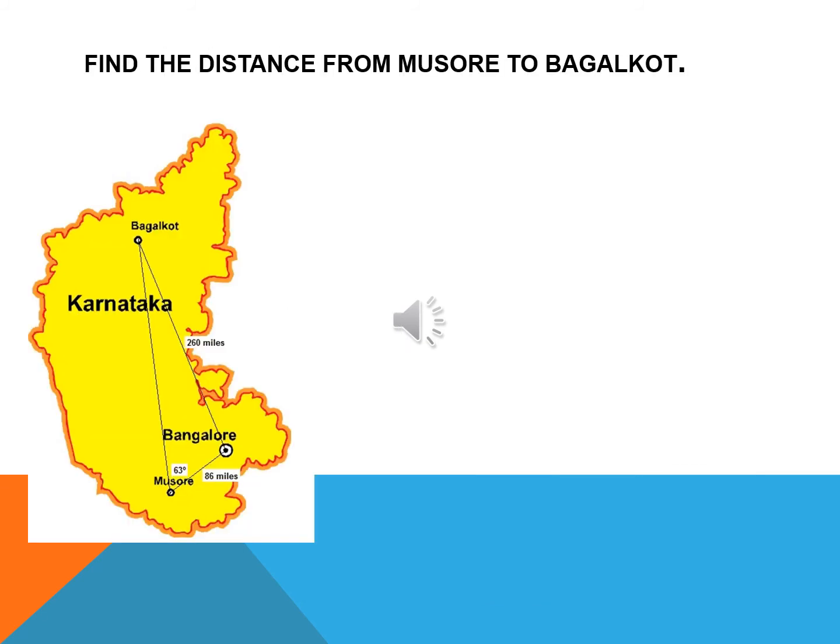We are going to use law of sines to help us figure out how far it is from the city of Musore to the city of Bagalkot in a province of India. We're given information that the distance from Bangalore to Bagalkot is 260 miles, and the distance from Musore to Bangalore is 86 miles. The surveying angle at the town of Musore is 63 degrees. At the moment, we don't know the other two angles.